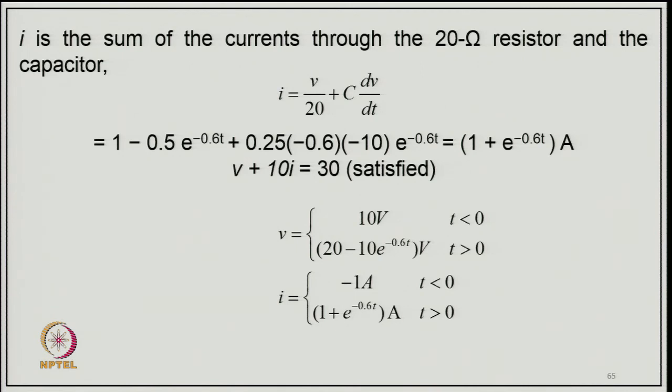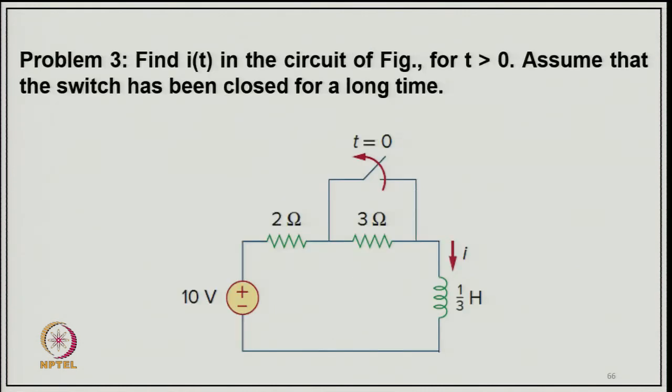Now you can define the voltage as 10 volts for t less than 0, and for t greater than 0 it will be 20 minus 10 e to the power minus 0.6 t volts, and the current will be minus 1 ampere initially, for the long period for t less than 0, and 1 plus e to the power minus 0.6 t for t greater than 0. So, that is about problem 2.